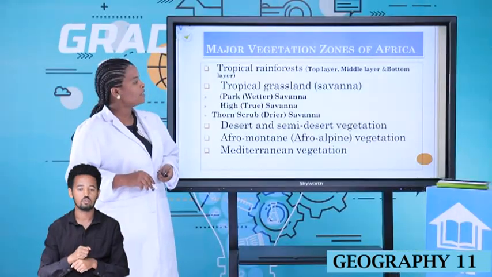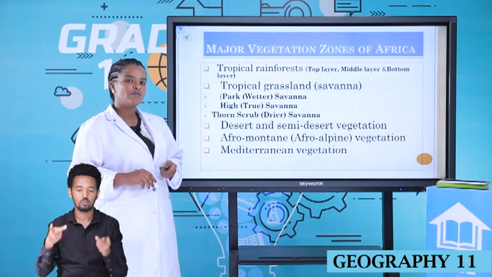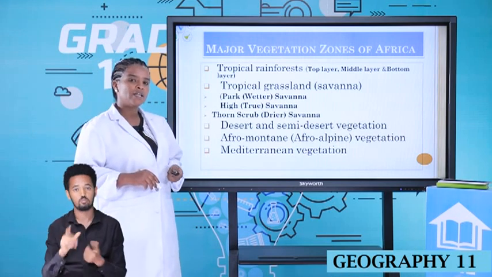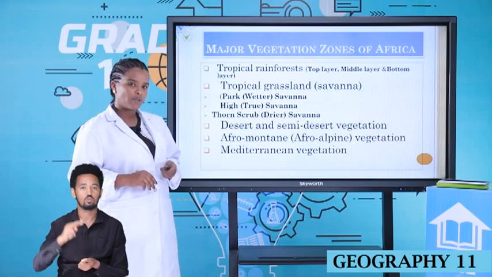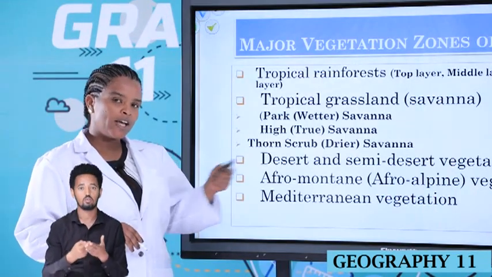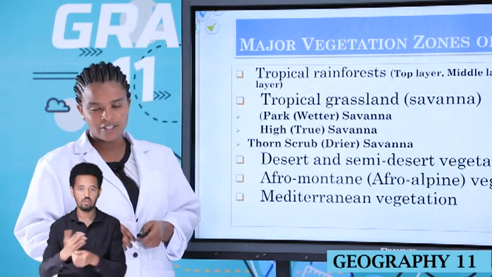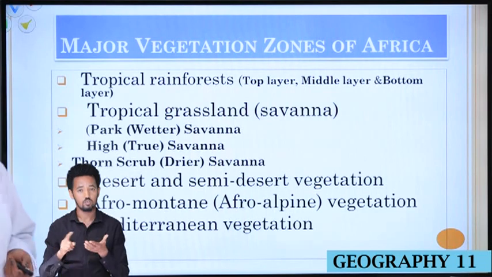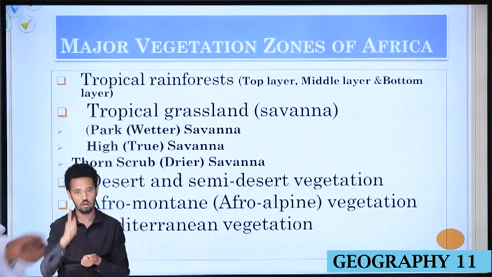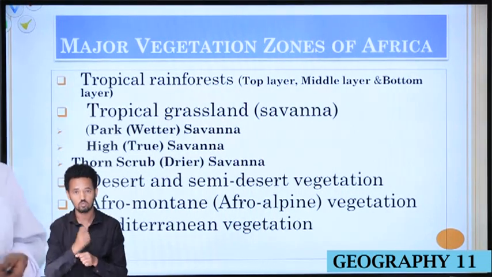The tropical grassland is the second type of natural vegetation of Africa. This is found in the northern and southern extent of Africa, close to the equator. The area is covered by grasses and scattered trees. The tropical grassland or savanna has 3 types. These are wet savanna, true savanna, and dry savanna.